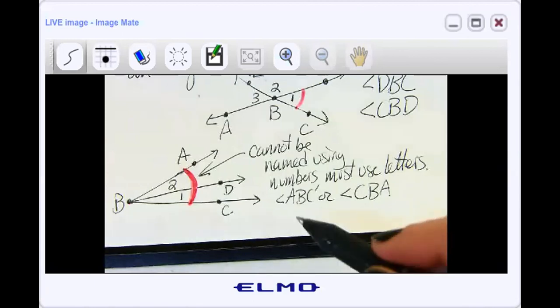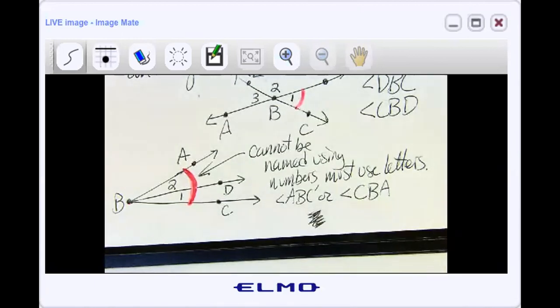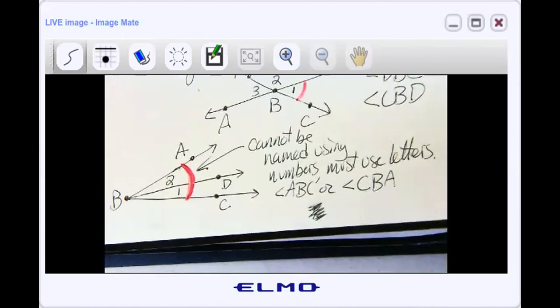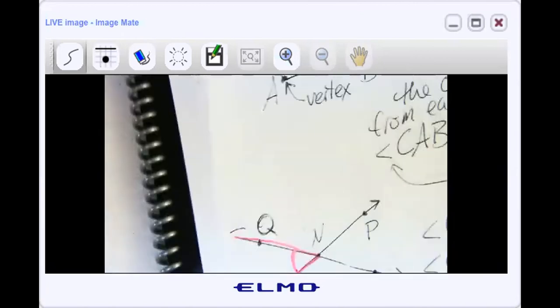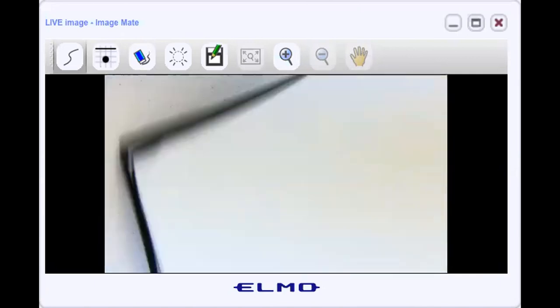Okay, everybody all right so far? I have to turn the page. All right, so I told you that there were 3 methods. So I am going to show you the last one.